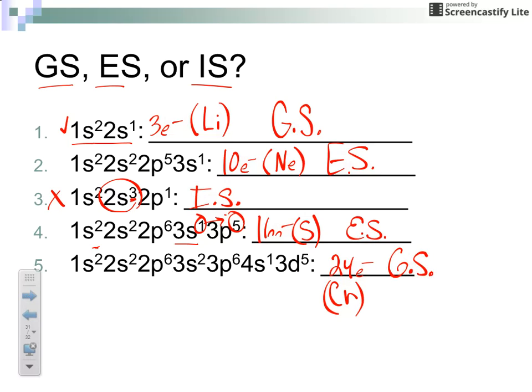Chromium and copper's ground states will look excited, but you just have to be on the lookout for them. That's why I always encourage y'all to make sure you add up your superscripts first and figure out who it is. So if it's ever chromium or copper, take a second to look at it and see if that is the way we learned to write their electron configurations.